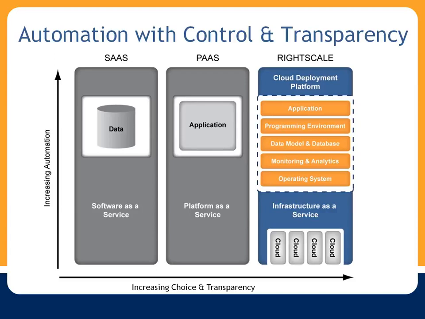And so you see on the X and Y axes that this is the area where you get more choice and transparency. So the dotted line kind of represents the fact that there's complete freedom in choosing operating system, what kind of database or data model you might want to use, programming environment and programming language, a whole variety of applications. There's the greatest freedom and transparency there, while also achieving the automation that you see in the other cloud models.